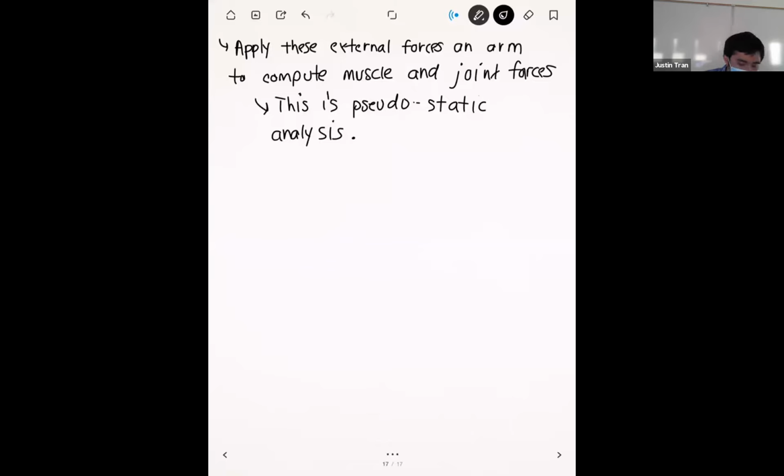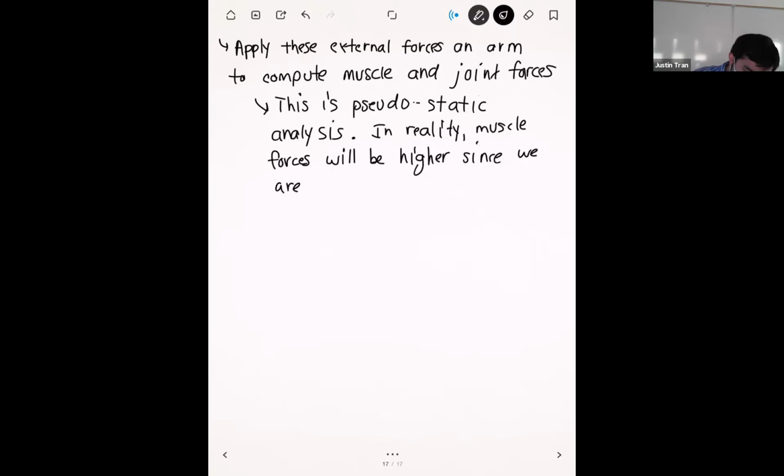In reality, the forces that we compute in the muscles are going to be higher than what we're going to be computing here, because we're neglecting the motion of the arm itself. But at the very least, from linear dynamics, we have a sense of how much more external force is being applied onto the arm. So we will see a difference between the dynamic force and the static force.